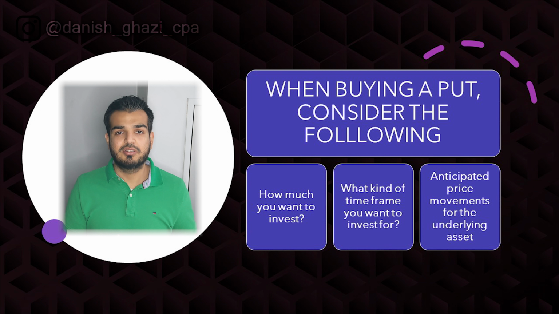When you buy a put option, you're essentially buying a contract that gives you the option to sell a security by a certain expiration date at a certain price point. And before you buy a put option, there are certain factors that you need to consider. 1, how much do you want to invest? 2, what is the time frame that you want to invest for? And 3, the anticipated price movement of the underlying asset.